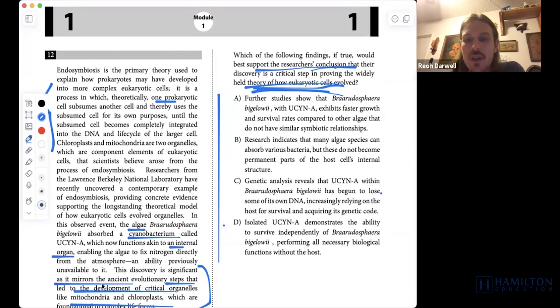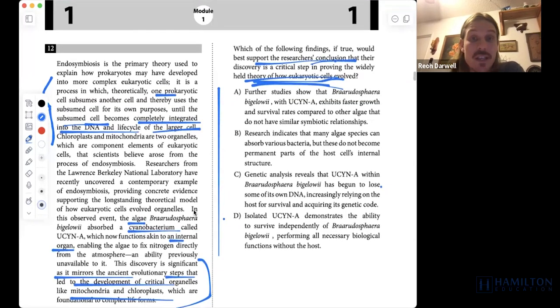Okay, so how would we show that it becomes subsumed and completely integrated into the DNA and life cycle of the larger cell? Well, C says that, right? This is the subsumed cell within the larger cell, and it has lost its own DNA and relies on the host for survival and acquiring its genetic code, right? So C directly connects to the claim made there in the passage. So that's why C is correct.